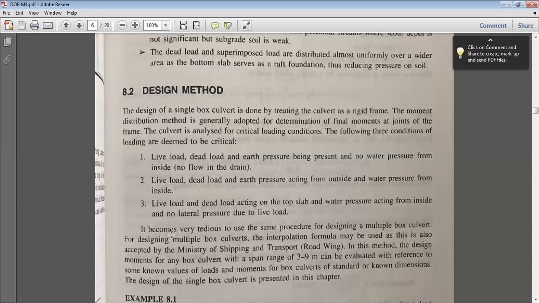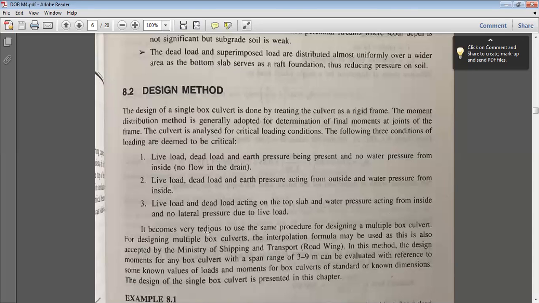If your culvert is empty, in that case, what happens? Only soil pressure will be acting on the side walls. That becomes the worst case there. Correct? If some water is flowing, some forces will be nullified because of water pressure from inside and soil pressure from outside. So that is the first case: live load plus dead load and earth pressure acting on the side walls, and no water pressure from inside.